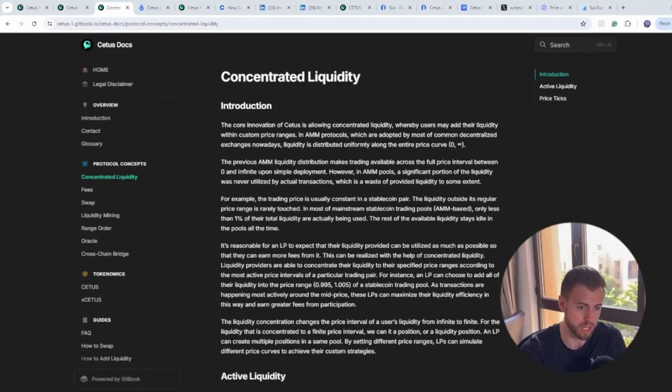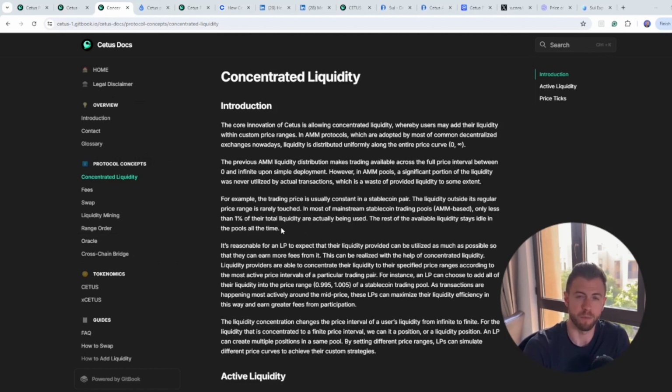And the example that they give is, for a stablecoin swap pool, the number of trades are going to take place within the range between 99 cents and maybe $1.01, because it's stable. That's where all the transactions, that's where all the swaps are going to take place. So it makes sense to have your liquidity positioned around that price range rather than all the way up the curve, because the rest of the curve won't be used.